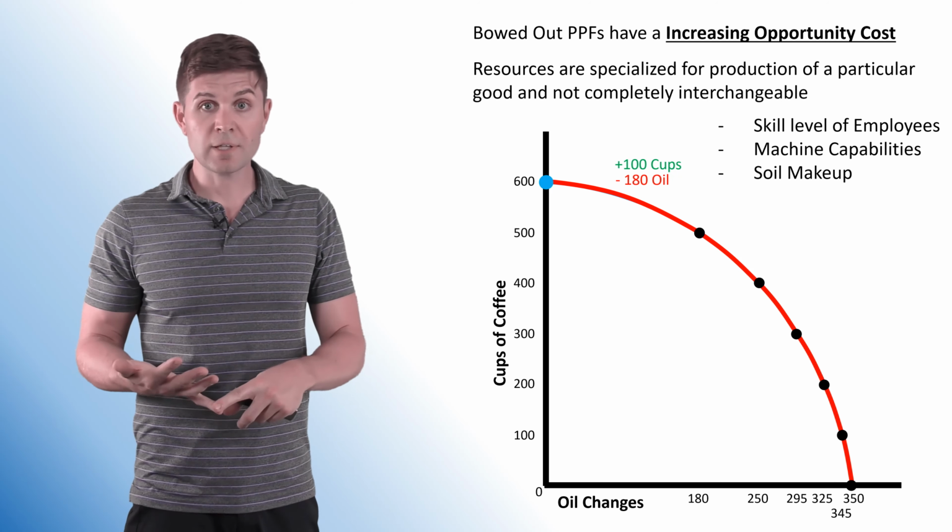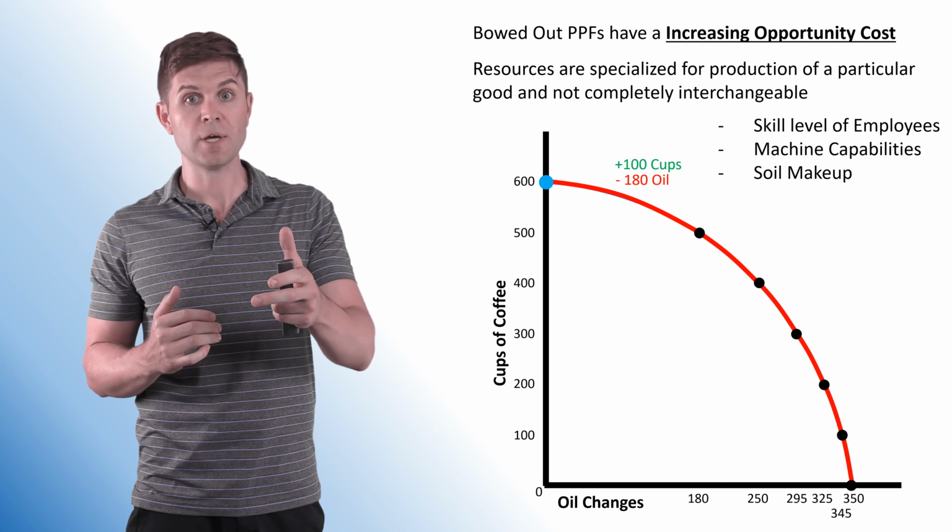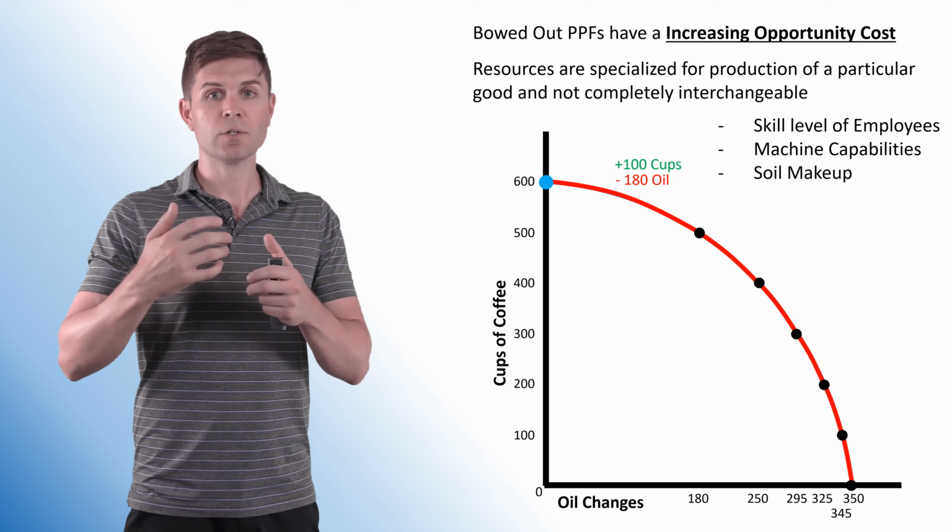So it could be the skill level of the employees, the machine capabilities, or something in agriculture, just the soil biology of a given field. Maybe it's better for planting corn than it is for carrots or potatoes. So they can produce more of one, and as they trade off to produce the other, it's at a higher cost as they want to produce more. So bowed out means increasing opportunity cost.